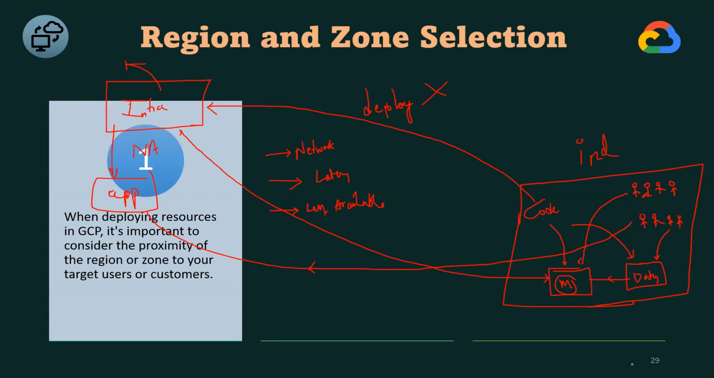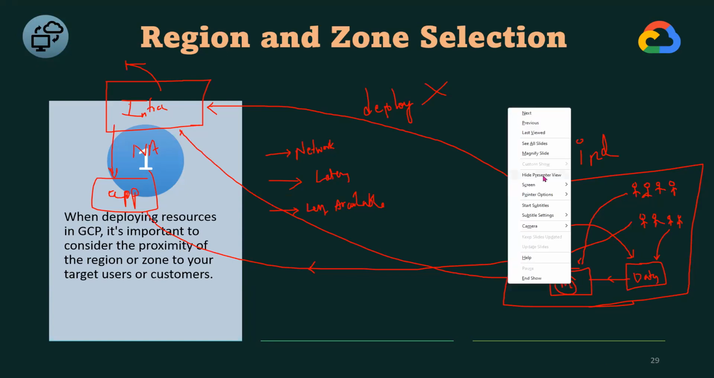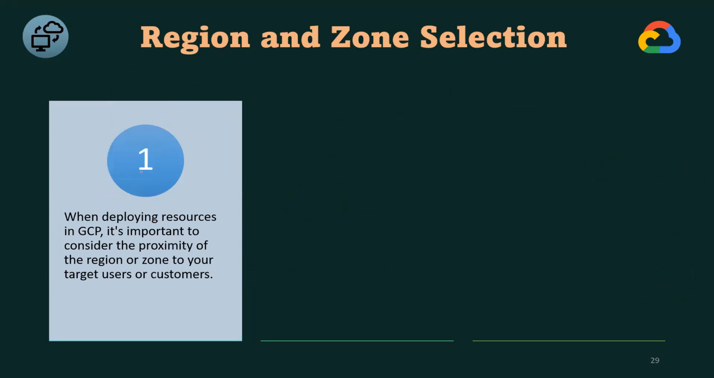Okay, sir. Thanks. Yes. So whenever you try to deploy your application, the first point says that whenever you deploy resources in GCP, it is important to consider the proximity of the region or zone to your target users or customers. So this is the first thing to remember.